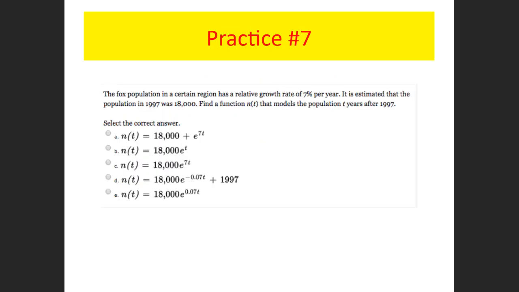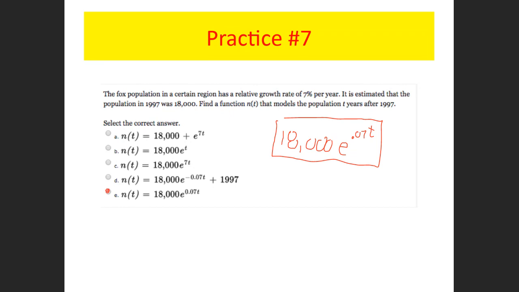Try another one. It says a fox population in a certain region has a relative growth rate of 7% per year. It is estimated that the population in 1997 was 18,000. Find a function that models the population t years after 1997. Now, I'm looking at the answers, and they're using the PERT formula. So the original, 18,000 times e to the R t, well, 7% is 0.07 t. That's it. I'm done. They just said come up with a function. Okay, so letter E would be my answer.